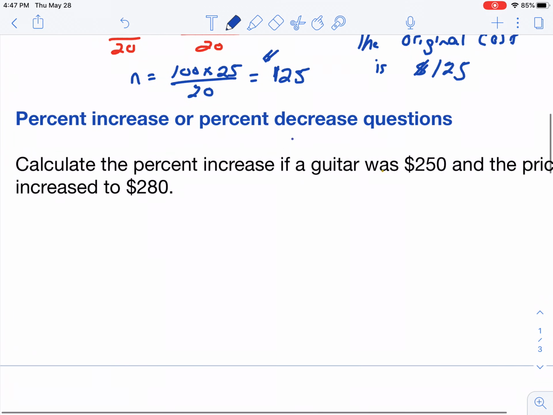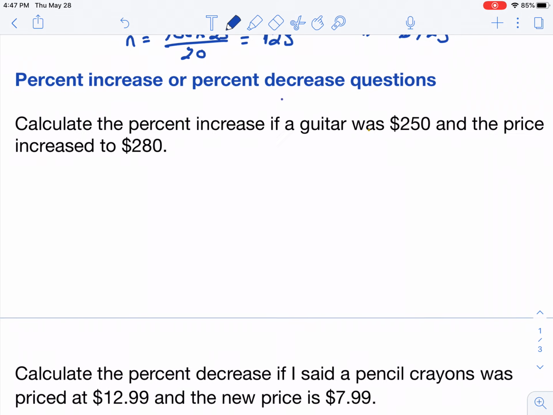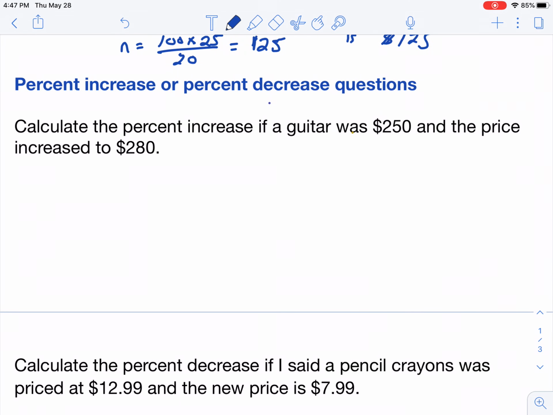For these ones, when you're looking at percent increases and percent decreases, so this one says calculate the percent increase if a guitar was $250 and the price increased to $280. When you read these questions, you need to ask yourself, what is the 100% value at the start of this process? Because it's a percent increase, I can say that $250 is my 100%.